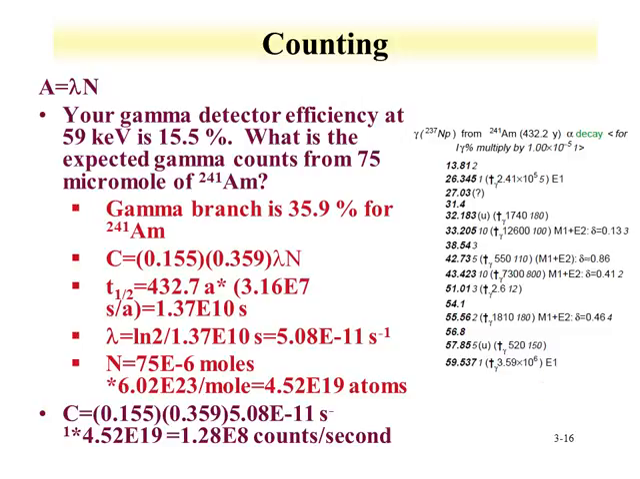So my counts are equal to this value here, which is my detector efficiency. This is my gamma yield, and lambda n. I get a decay constant. Well, the half-life is 432.7 years. That comes out to a half-life of 1.37 times 10 to the 10th seconds. My decay constant is listed here, 5 times 10 to the minus 11 inverse seconds.